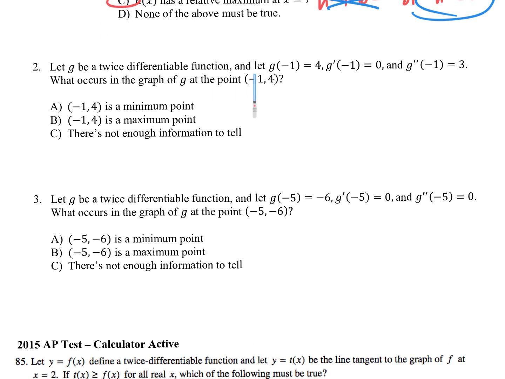Here we go, people. They gave us G prime and a G double prime. What's happening when x is -1? When x is -1, are we ready to say we got a max, a min, or there's not enough info? What is this telling us over here? If G double prime is 3, what does my function have to look like? Concave up. If G double prime is positive, what do I have to have right here? A minimum.